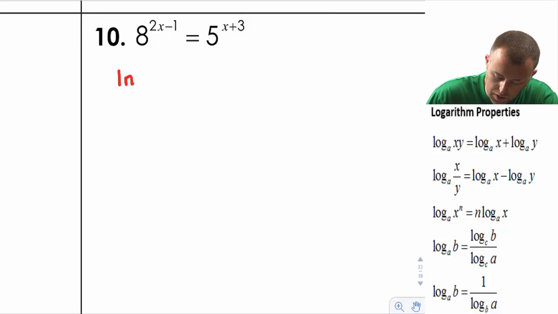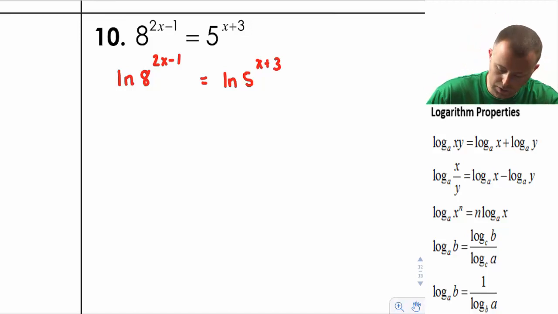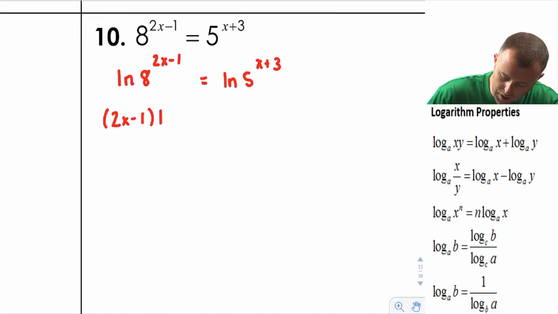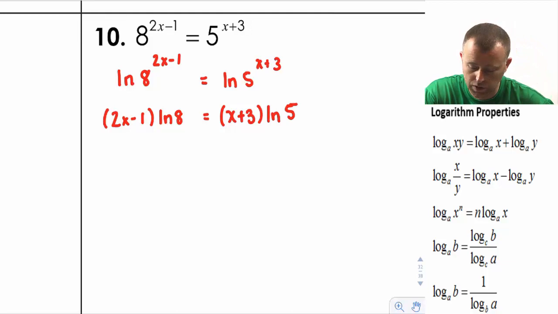So I'm going to go natural log of 8 to the 2x minus 1 equals natural log of 5 to the x plus 3. And then we're going to pull those exponents out front. So this is going to be 2x minus 1 times the natural log of 8 equals x plus 3 times the natural log of 5. Now, in order to solve this, we are going to need to get the variables, sorry, on the same side of the equation.